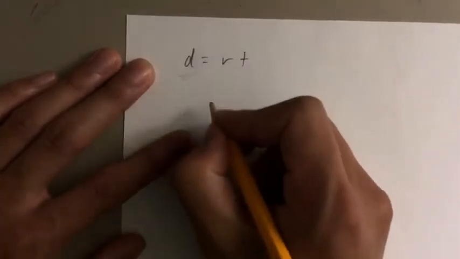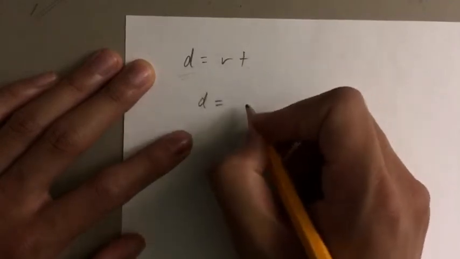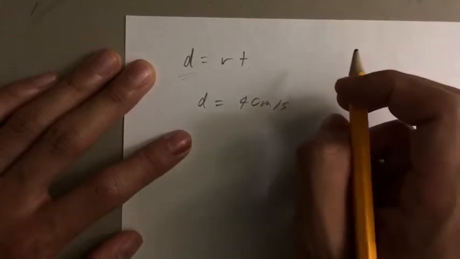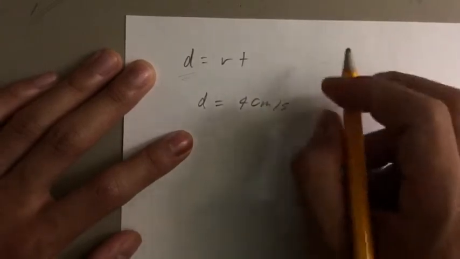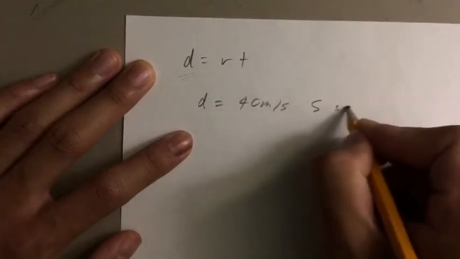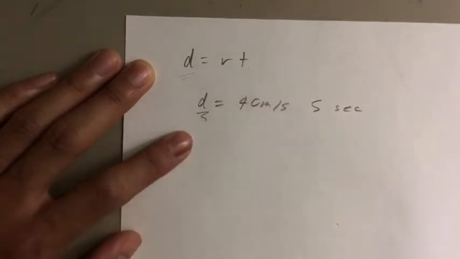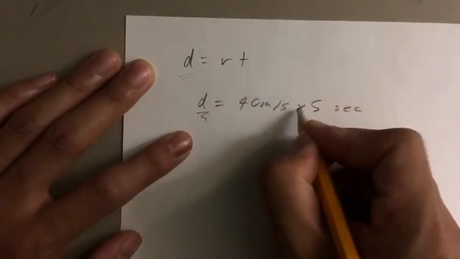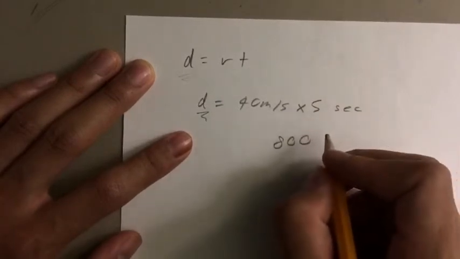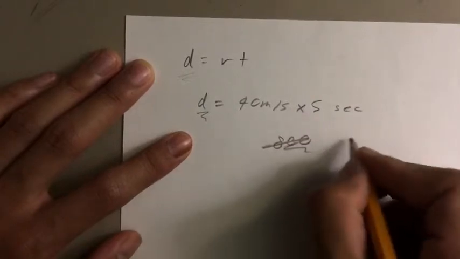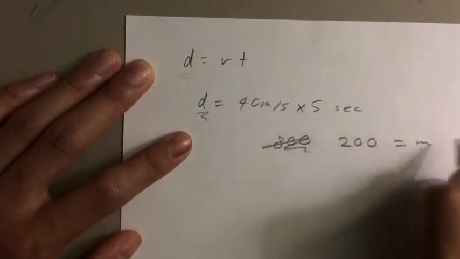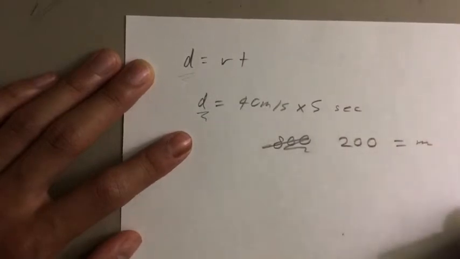So let's solve for distance first. Someone's traveling at 40 meters per second in a very fast car or airplane or something, and they're doing that for about 5 seconds. How far did they go? How many meters did they go? Well, all you gotta do is 40 times 5, that's just 800. No, it's 200. That's just 200. And that's 200 meters. So that's the solution.